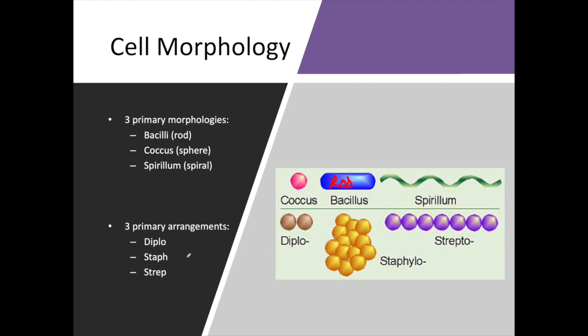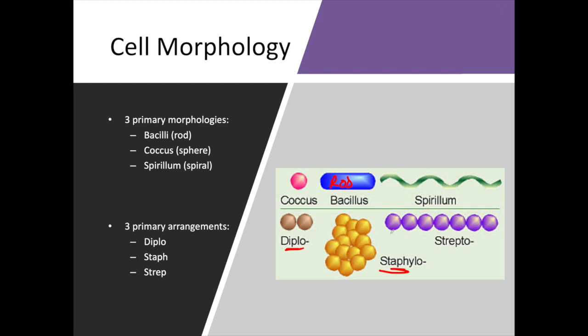There are also 3 what we call primary arrangements. Arrangements are how the individual or planktonic bacterial cells interact with each other. Sometimes they like to pair off, and so they form these 2 pairs that you see here, and this is referred to as a diplo. Then we have what's known as the staph arrangement, where they cluster together, think like a group of grapes.